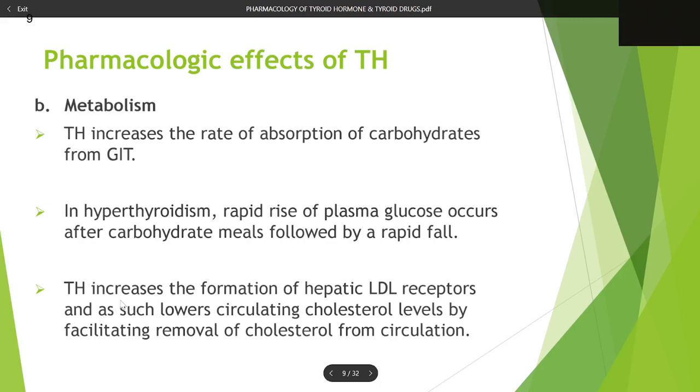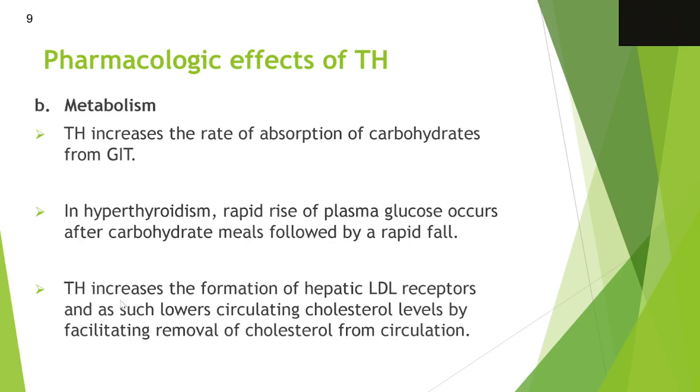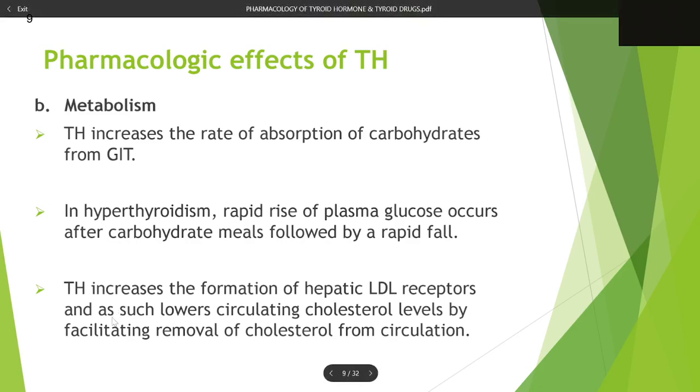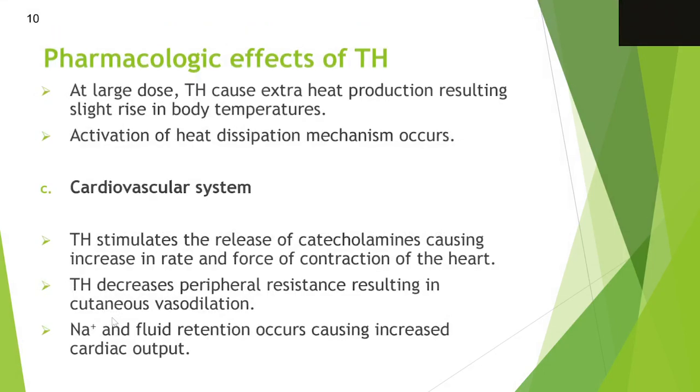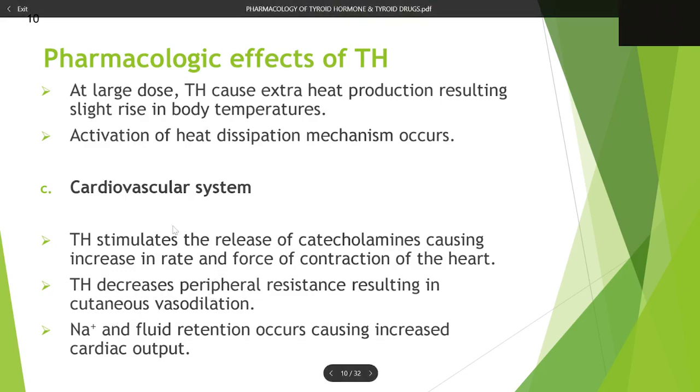Thyroid hormone increases the formation of hepatic LDL, which is low density lipoprotein receptors, and as such lowers circulating cholesterol level by facilitating the removal of cholesterol from the circulation. At large doses, thyroid hormone causes extra heat production, resulting in a slight rise in body temperature. Now, the activation of heat dissipation mechanisms also occurs. Now, it also has another effect in the cardiovascular system.